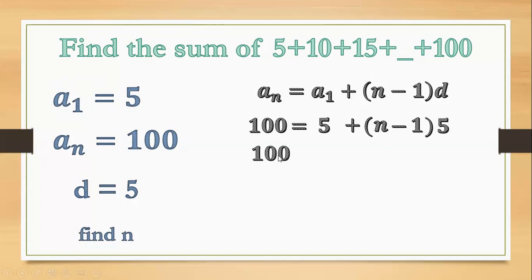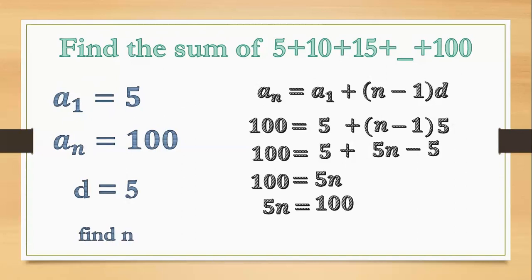So copy 100 equals 5 plus, then n times 5 equals 5n. Negative times positive equals negative. 1 times 5 equals 5. Next, 5 minus 5 equals 0. So it remains 100 equals 5n.